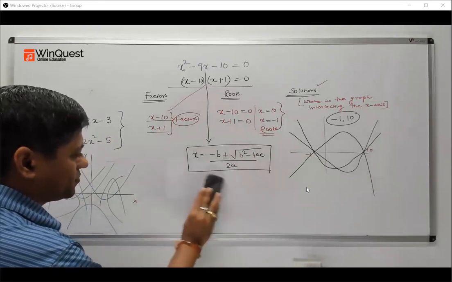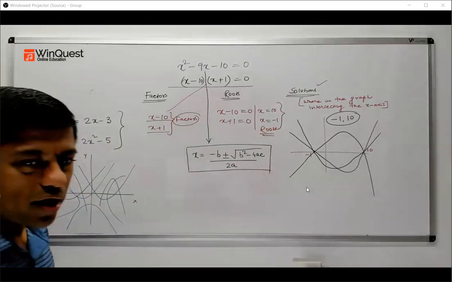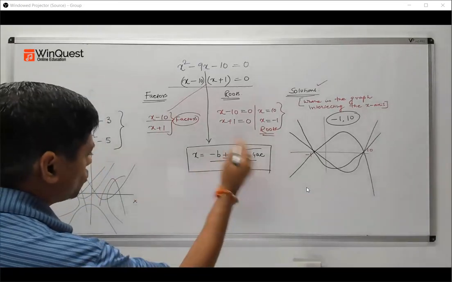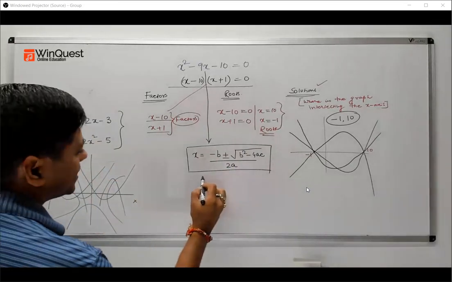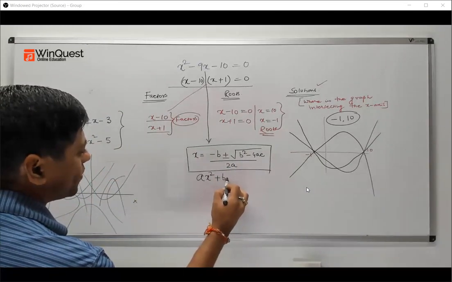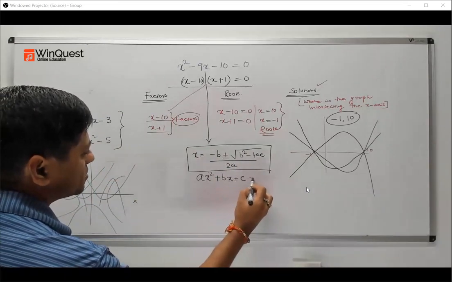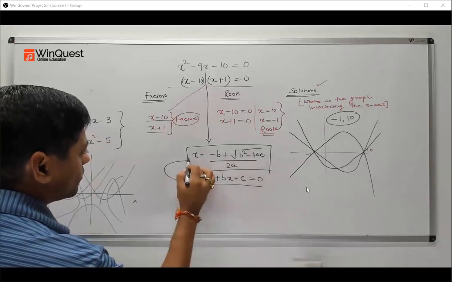Everybody has heard about this formula. It's strange. But you have to also understand that this is applicable to a generic equation, which is ax square plus bx plus c equals to 0. When this is the equation, this is the formula.